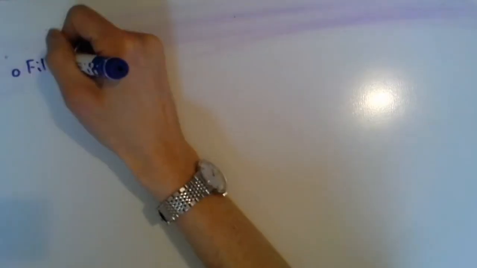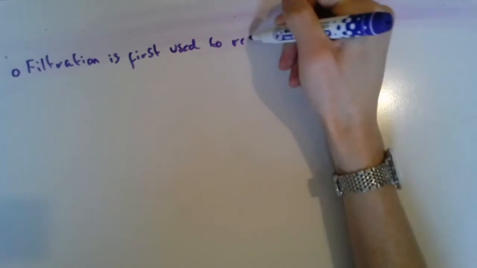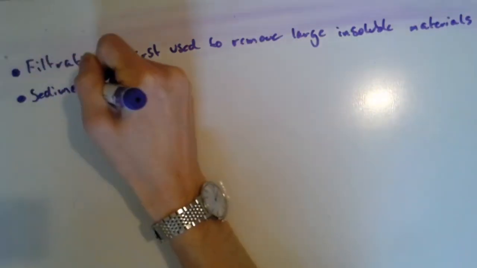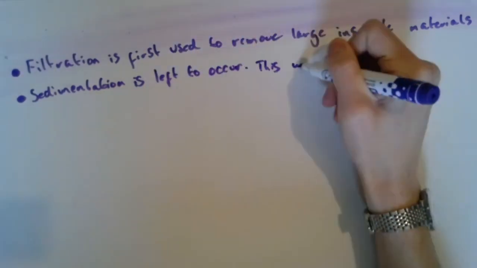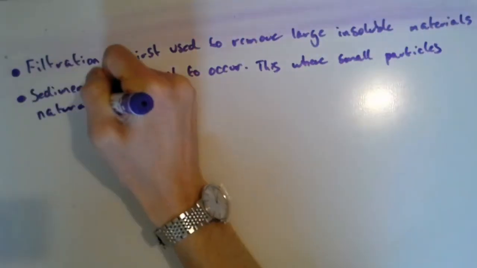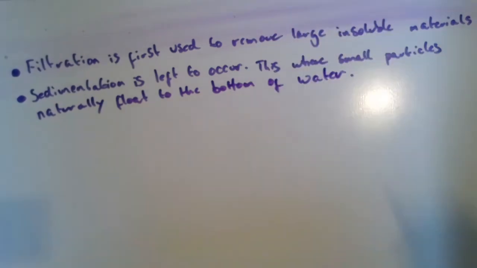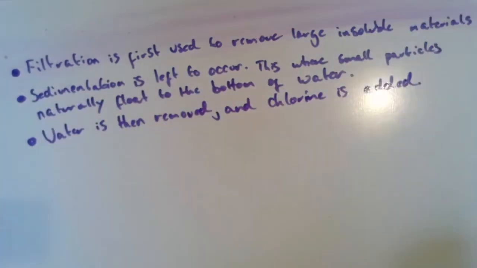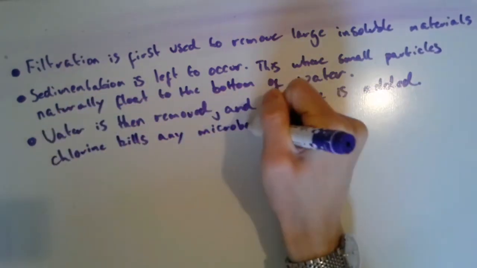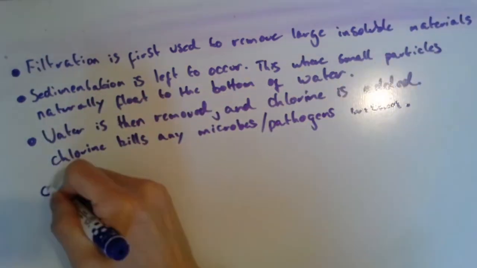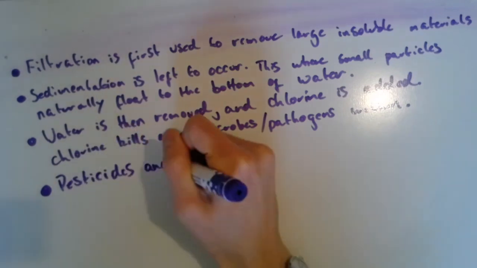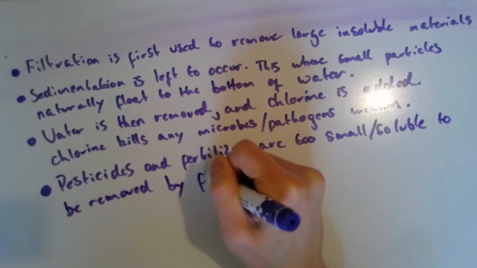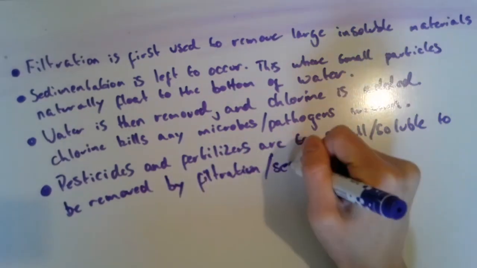So we'll start by answering it by talking about those three processes, the first of which is filtration to remove large insoluble materials. Then we can talk about sedimentation and how that leaves the smaller insolubles to float to the bottom before being removed. Chlorine is then added to kill any microbes, but none of this works against those pesticides and fertilizers because they are too small to be removed by filtration or sedimentation, and they're not a living thing. They cannot be killed by chlorine.